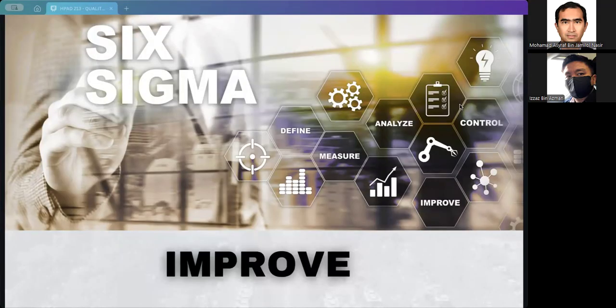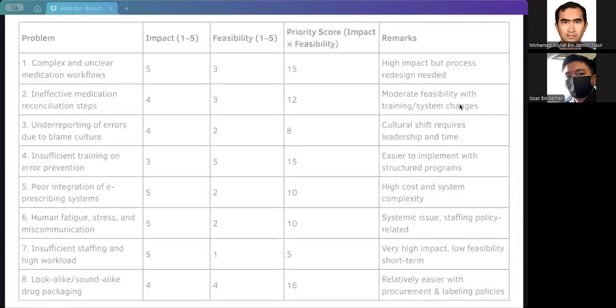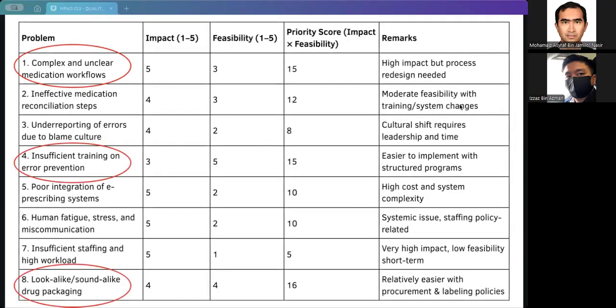In improve, which is the proposed solution of our group, first we start with this prioritization matrix. We include all the eight root causes, which we will address in full. But we highlight these three components as the most important: complex, unclear medication workflows, insufficient training on error prevention, and look-alike sound-alike drug packaging. Why did we choose these? Because they have high impact, but the process redesign needed is easier to implement with restructured programs, and it is also relatively easier with procurement and labeling policies.